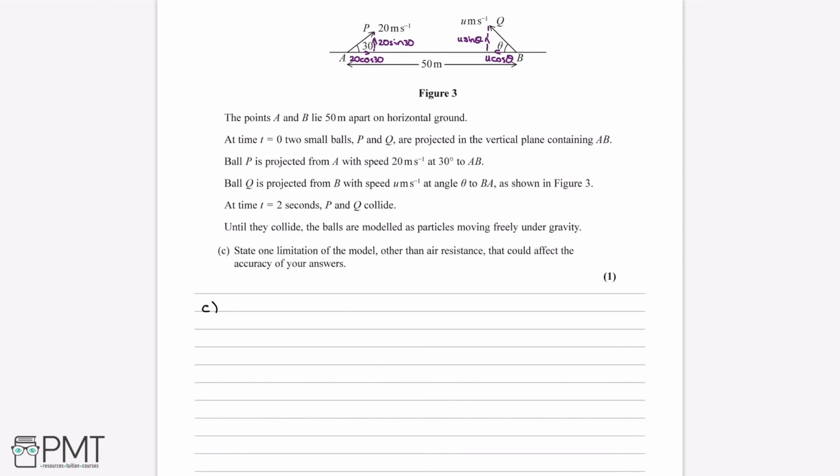Another we could say is that it doesn't take into account the actual size of the balls. So how do we know that ball P isn't bigger than ball Q or vice versa? And that would, again, affect your answers if we were doing this in a more real-life situation. And there are 2 of many different things that we could have said. So we can say that the model doesn't take into account that P and Q aren't actually particles. And now this would get us the 1 mark needed for the question. And as I said previously, any valid answer referring to a limitation of the model would get you a mark.